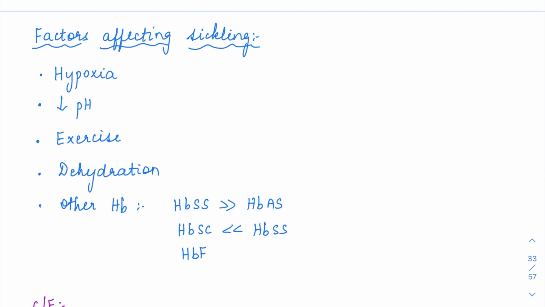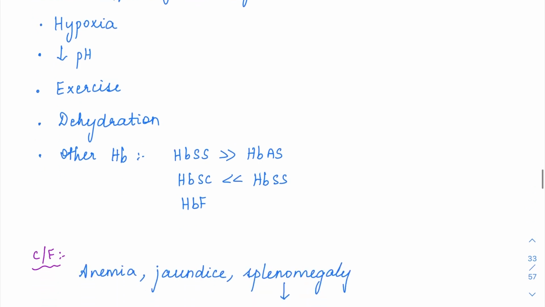So what are the factors which affect sickling? As I mentioned, anything which is going to cause hypoxia is going to cause sickling. So hypoxia as such, then acidosis, exercise, decreased pH, dehydration again. All of this is going to cause an acidotic state, which again can induce sickling.